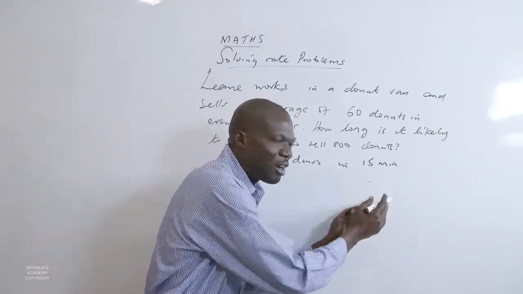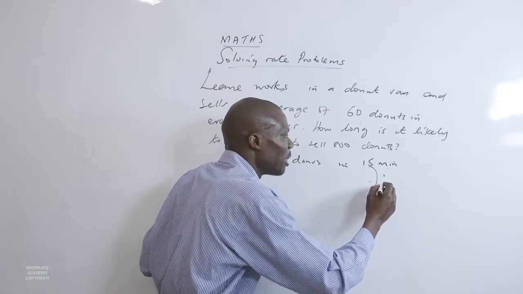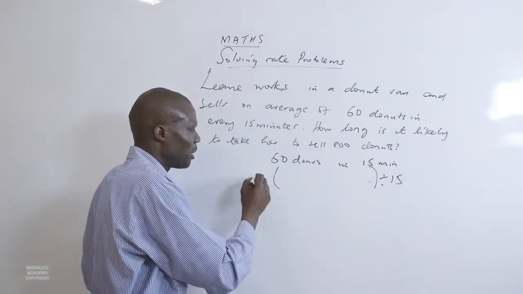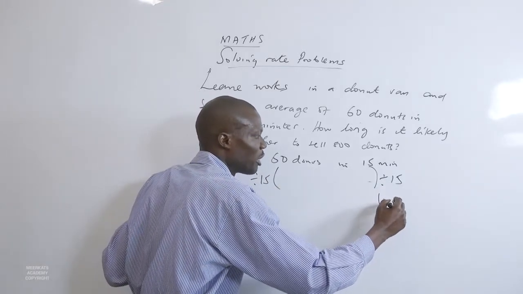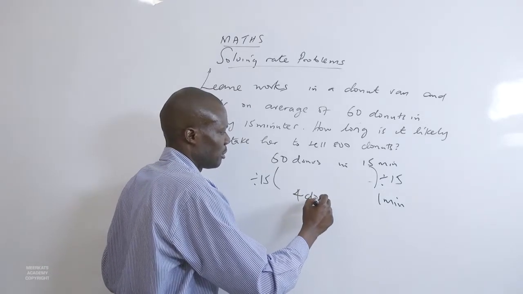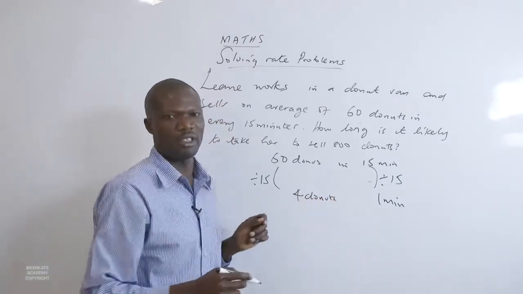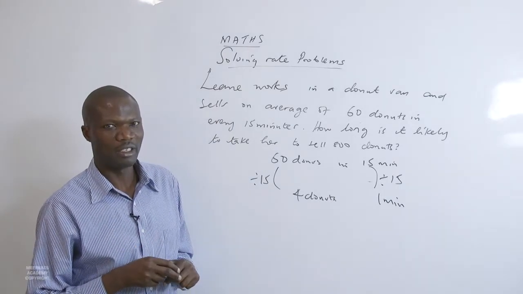So, if you want to find how many donuts you will sell per minute, you will divide this by 15. And the same will apply on the left-hand side. You find 60 divided by 15 is 4, so we are talking of 1 minute is 4 donuts. You see that? But they want 800.